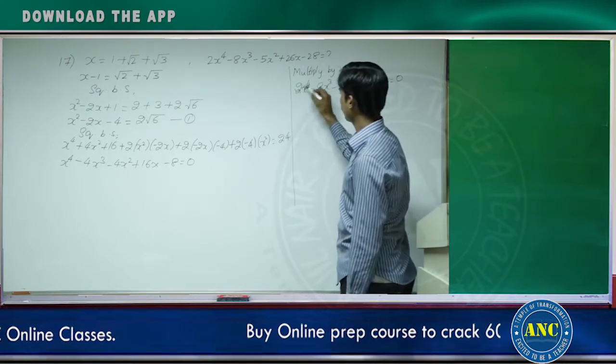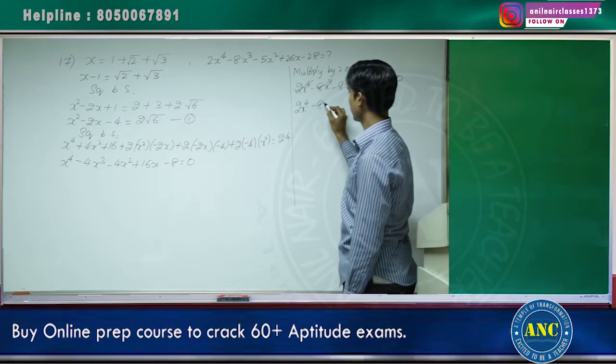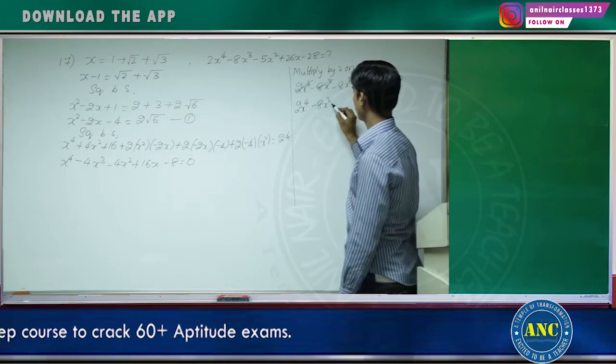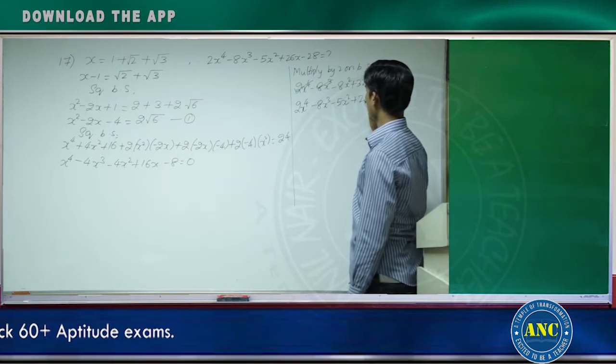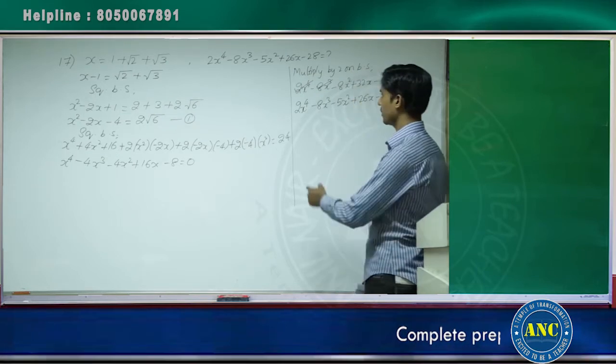2x power 4 is required for me. Minus 8x cube is also required. The other terms I will manipulate. I will write down what all is required for me: minus 5x square plus 26x minus 28. This is what I require. Now let me manipulate.